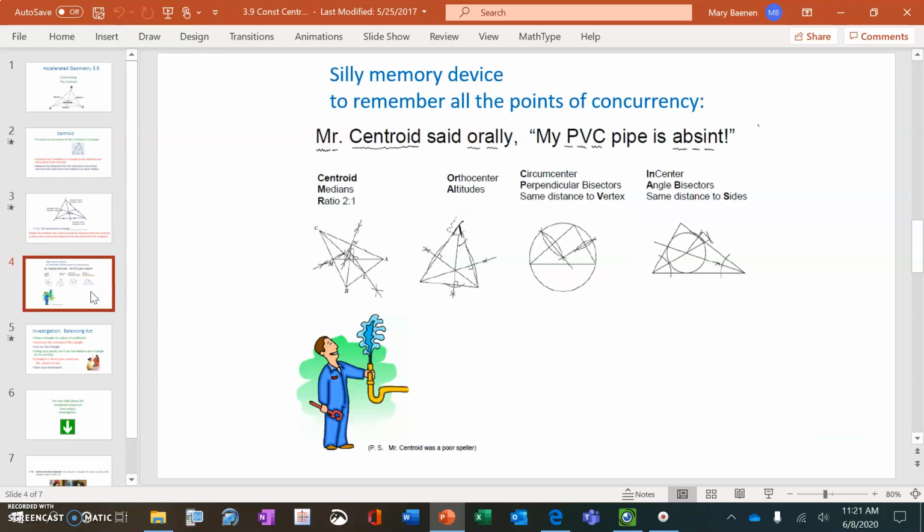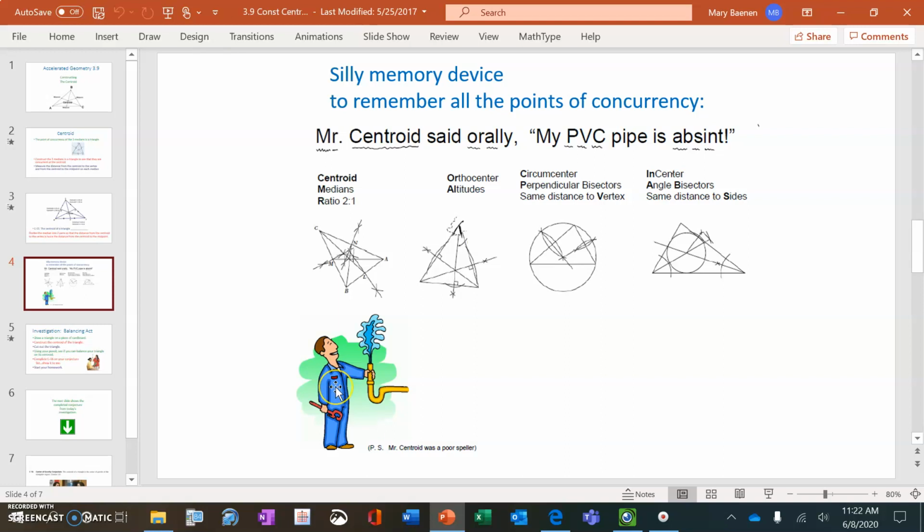I made up this silly little slide here, which you can ignore if you want. It's just a silly memory device to remember all the points of concurrency. One thing you have to know before you do this is, if you look underneath the sink in your house or in the basement, you will see some white pipes. Those white plumbing pipes are called PVC pipes. So you have to know that to kind of understand this crazy sentence. Mr. Centroid said orally, my PVC pipe is absent. Spelled wrong, but that's okay. Absent, I want it to be spelled wrong.